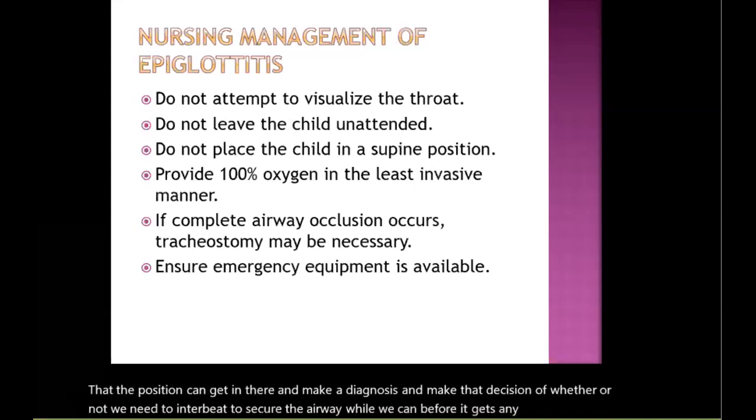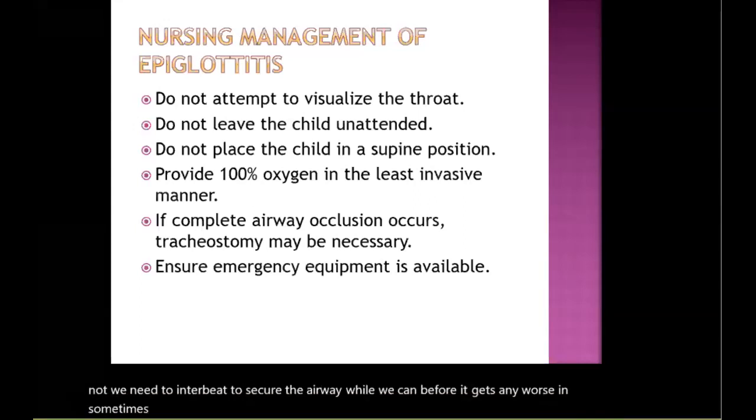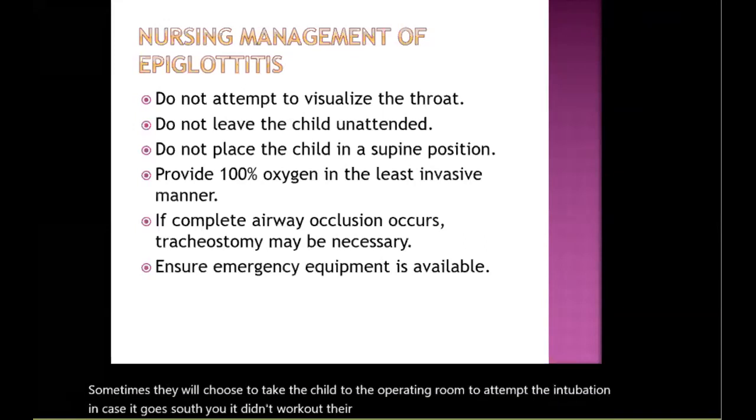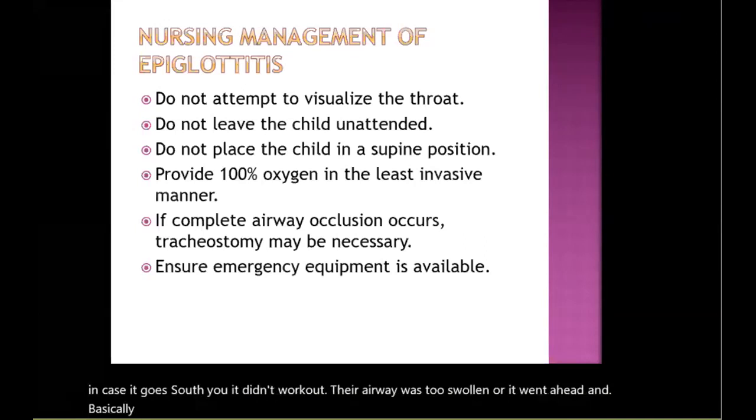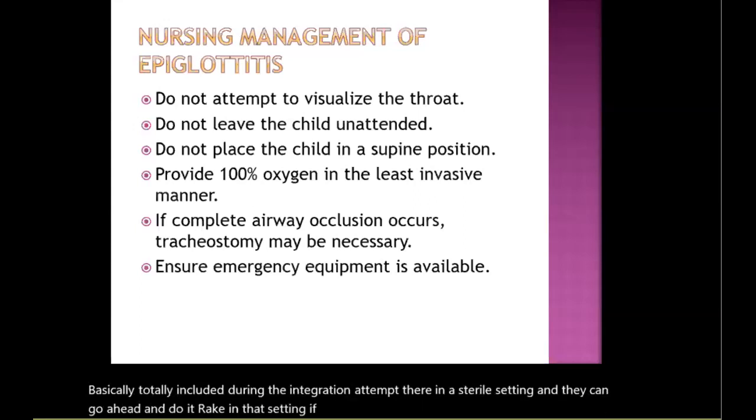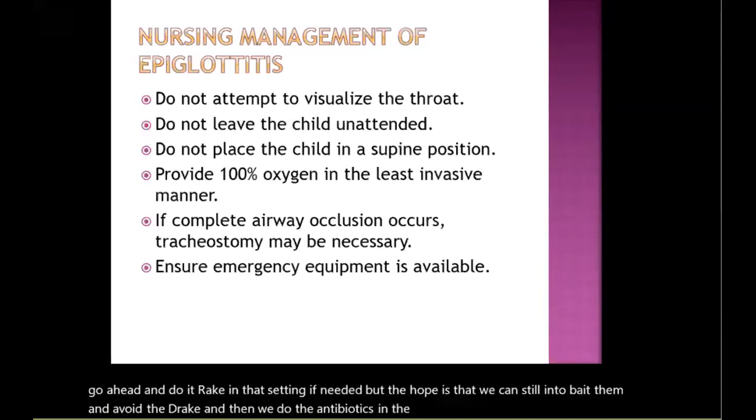And sometimes they will choose to take the child to the operating room to attempt the intubation in case it goes south. It didn't work out. Their airway was too swollen, or it went ahead and basically totally occluded during the intubation attempt. They're in a sterile setting and they can go ahead and do a trach in that setting if needed. But the hope is that we can still intubate them and avoid the trach, and then we do the antibiotics in the ICU setting and they recover.